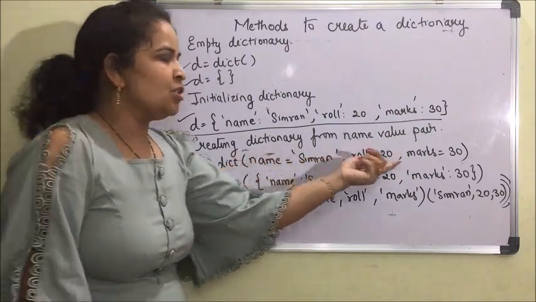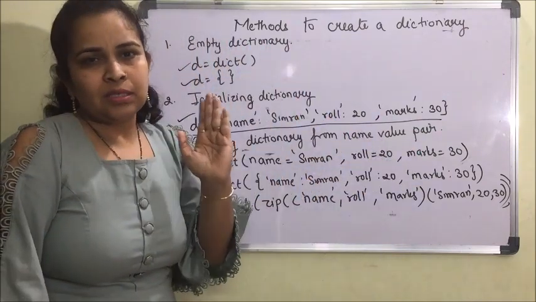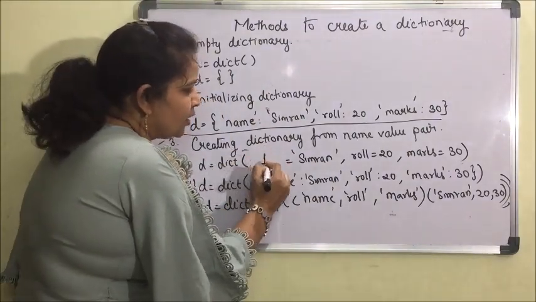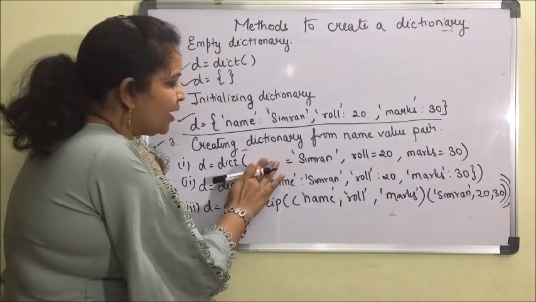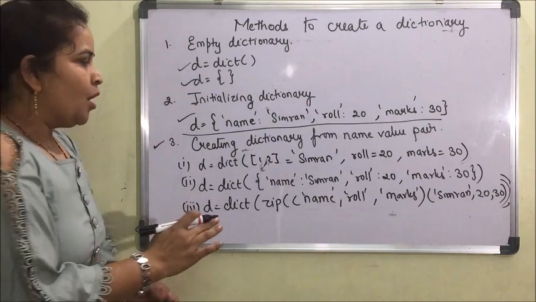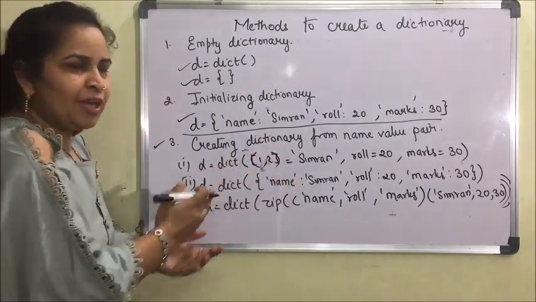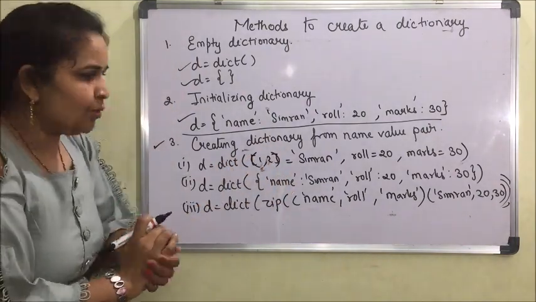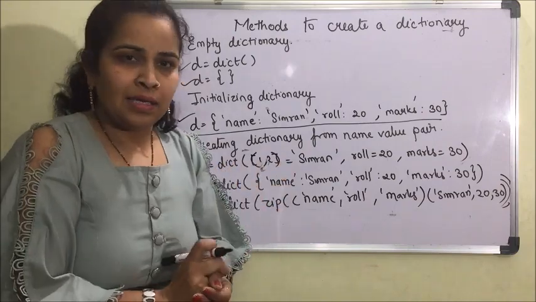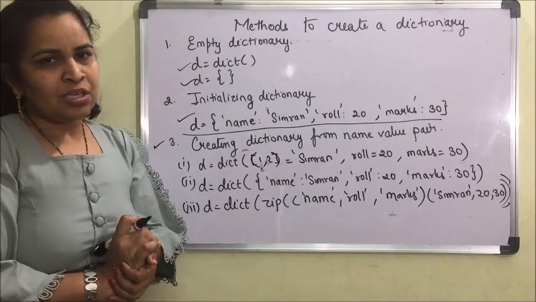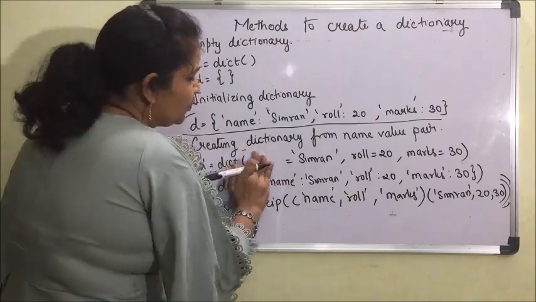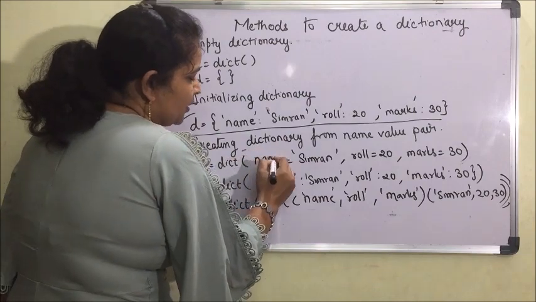So you have to take care, always this should be string type. This method is used only when all the keys are of string data type. We cannot write here 1 is equal to Simran, or 1 comma 2 list is equal to Simran, or a tuple, so we cannot use these in a dictionary as a key in this method. It should always be a string data type, and we don't need to put inverted commas here.